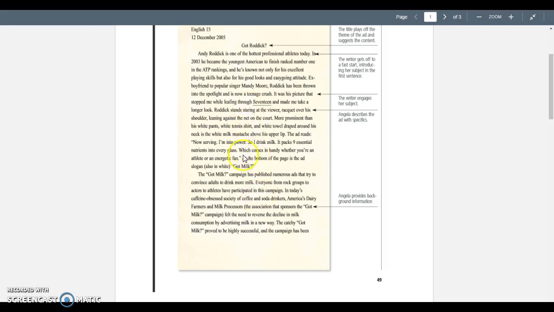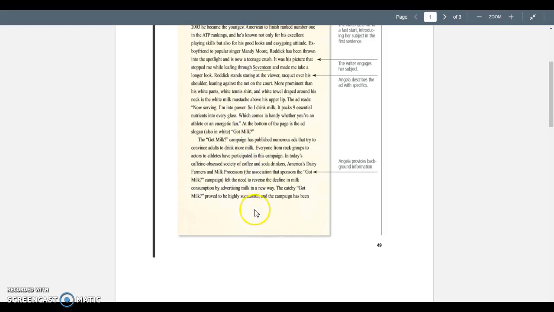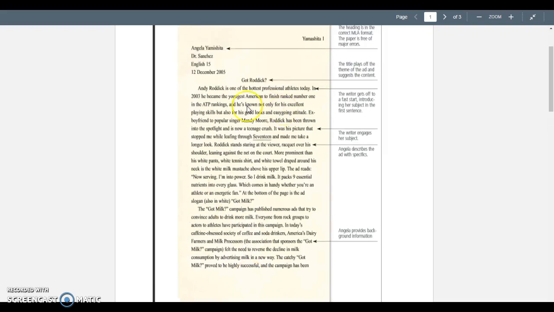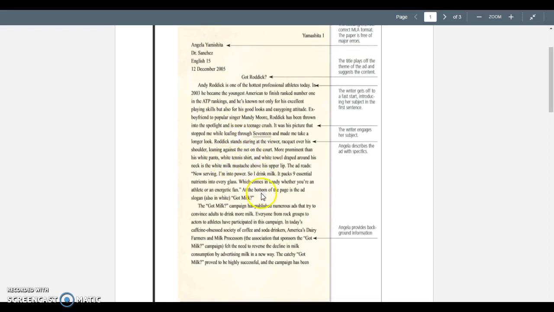So you do not need 2 paragraphs as an introduction. It depends on your ad. If your ad is a little bit more complex, then you can go ahead and devote 2 paragraphs to explaining and providing background information. But if your ad is fairly simple, then you could definitely go ahead and describe the ad and provide the thesis in 1 paragraph.